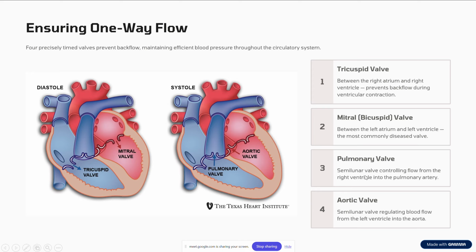So that's mitral. Pulmonary valve is a semilunar valve controlling flow from the right ventricle into the pulmonary artery, as you can see there. Then you have the aortic valve. It's also a semilunar valve regulating blood flow from the left ventricle into the aorta. This aortic valve prevents the backflow of blood when the blood has been pushed into this aorta here.